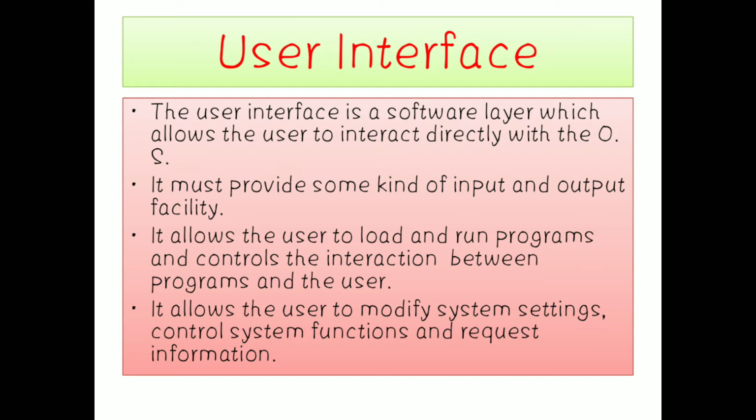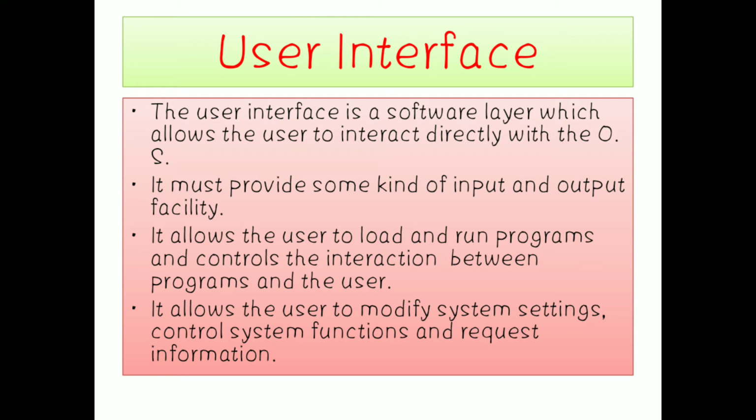To interact directly with the computer system, what do we need? We need some kind of input and output facilities. Input facilities, for example, are keyboard, mouse or joystick. While coming to output facilities, the examples are monitor and printer, right? So, what does this user interface do? It allows the user to load and run the programs, and it also controls whatever interaction there is between the programs and the user.